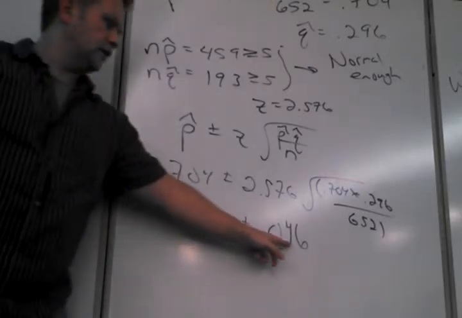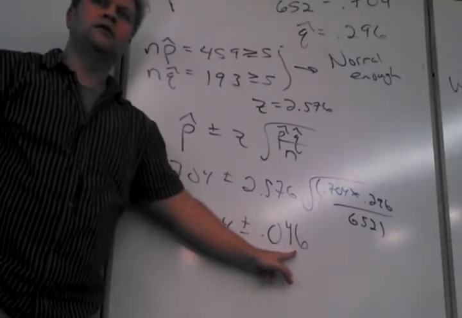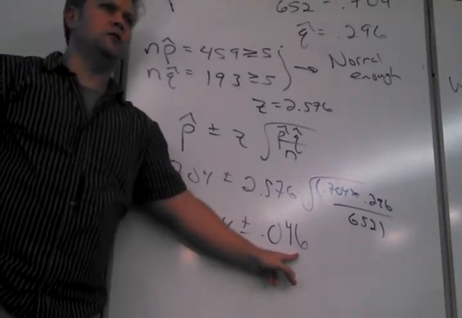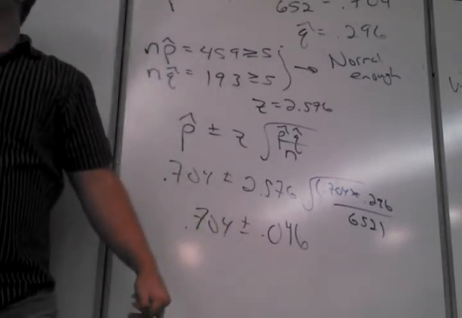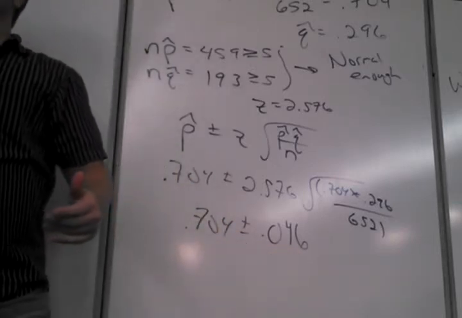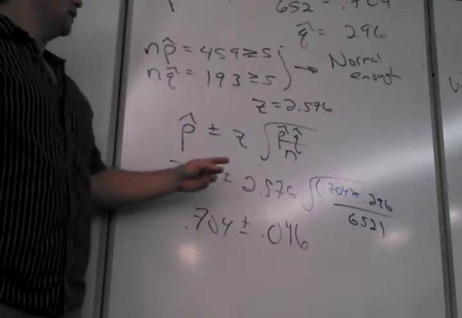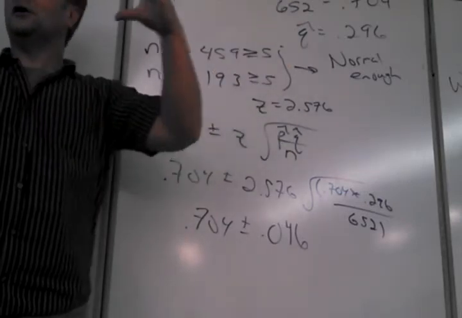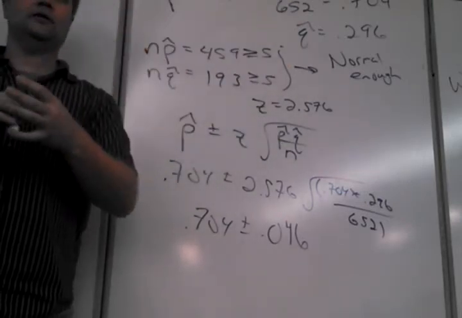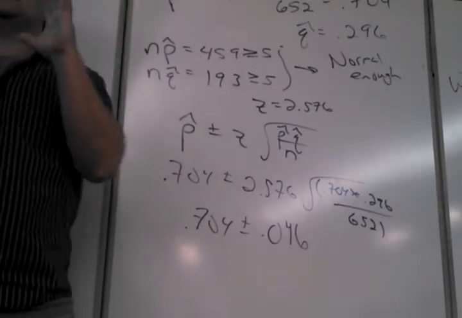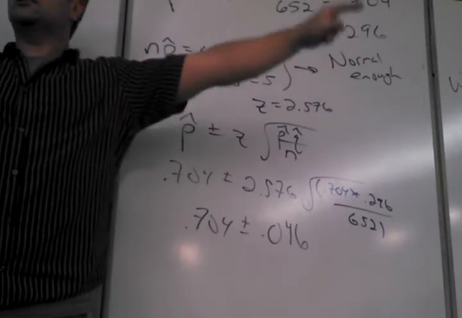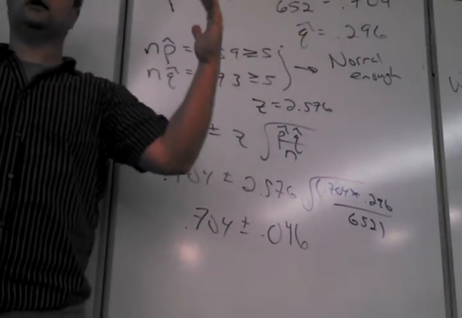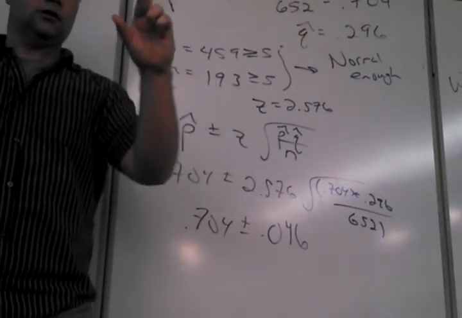If I wanted to make this number smaller, what's one immediate way I could do that? Sample more people. Yeah, that's the more direct, honest way. Or I could just make my confidence level smaller, like 90% confident. Won't that make it smaller? You're not going out as far because you don't have to catch as many people to be 90% confident. Maybe.